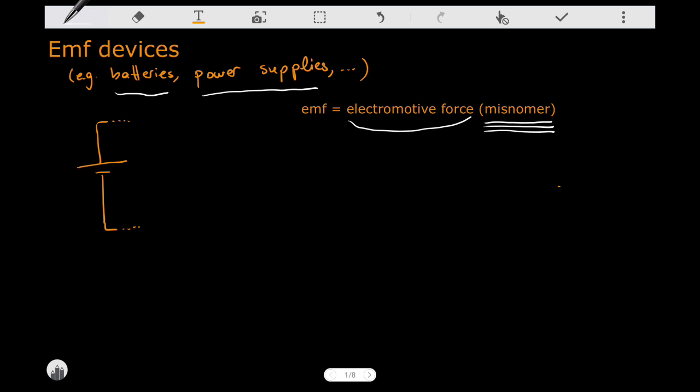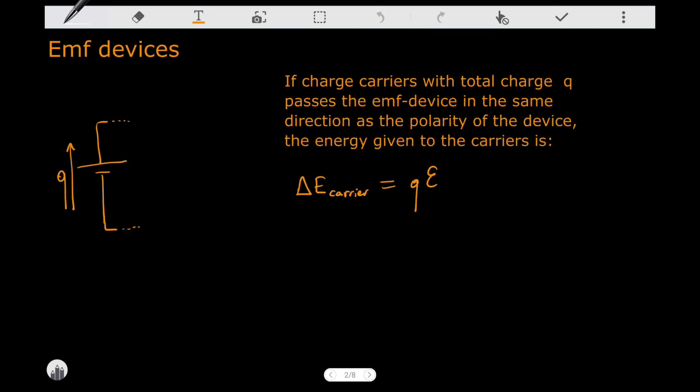Okay, so as I said, these are energy sources, so they give energy to the charge carriers, and we would like to describe how much energy they give. And in that way, we define the EMF of the EMF device. So first, there is a polarity of the device. So there's a positive side and a negative side. So let's just call this the positive side and negative side. So in an electric circuit, of course, the positive side is shown with a longer line in here.